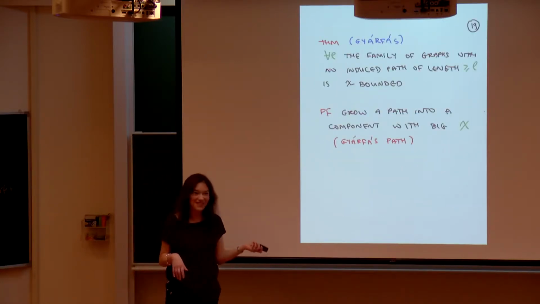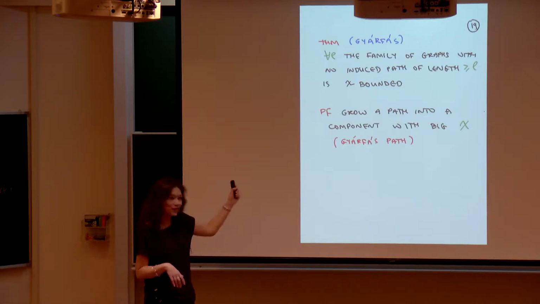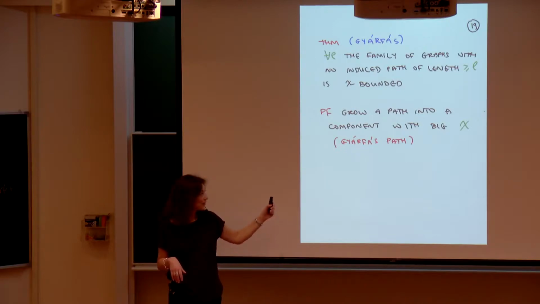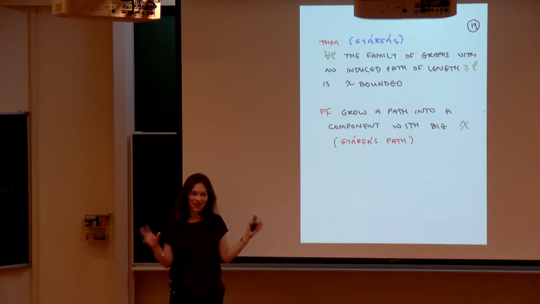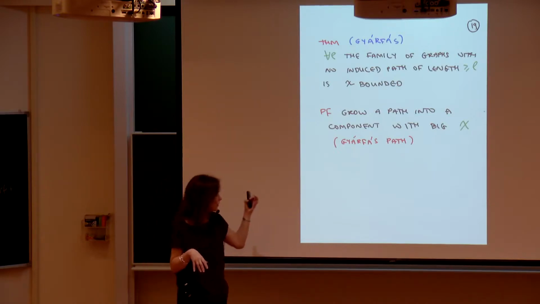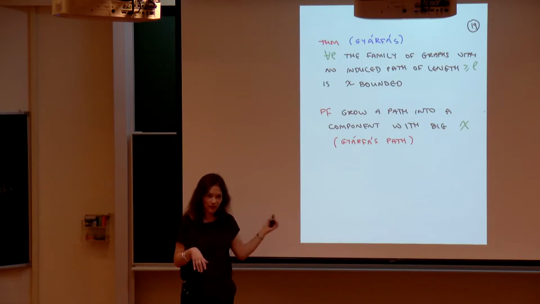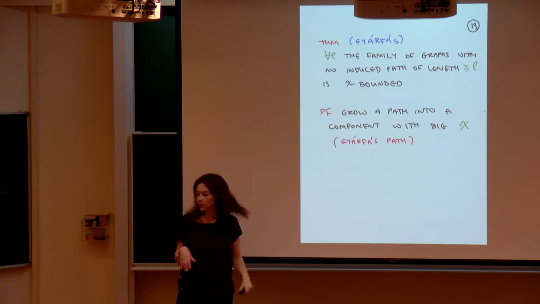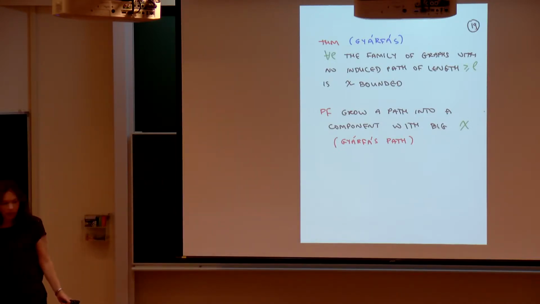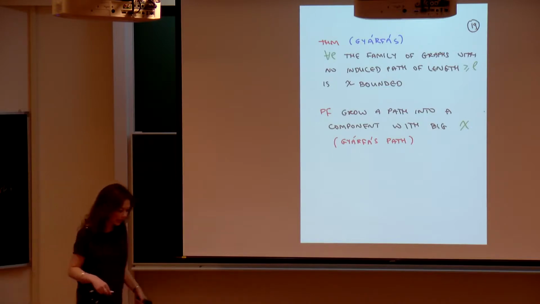Okay, but first I want to show you Gyárfás's proof that forbidding a path gives you a chi-bounded family. Because this is very basic and it's a great tool. We keep using the technique that you use to prove it all the time. So that's what I will do now. I'll prove this theorem to you. If you forbid a path, then you get a chi-bounded family.